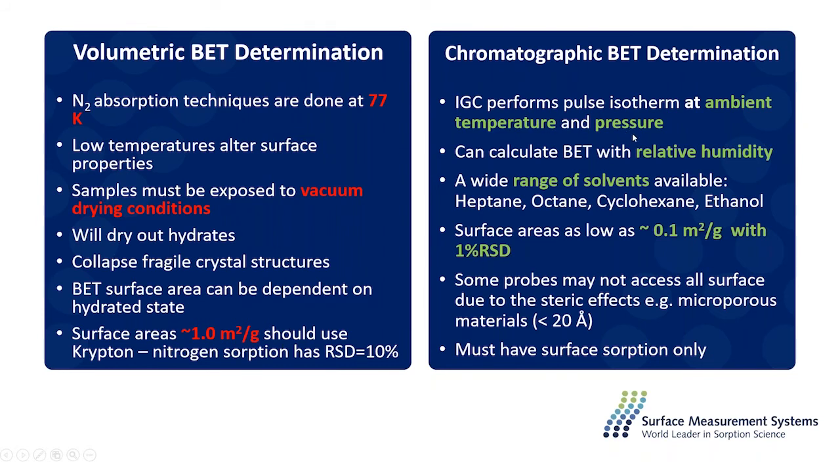So some of the advantages of using something like DVS or IGC is that you're determining the BET at ambient temperature and at ambient pressures. So you're analyzing your sample under the conditions at which they're going to be used in real life. We can analyze this with a range of different probes. We can find out its BET surface area as a result of heptane, octane, or something a little bit different like cyclohexane or ethanol if some of these other probes were causing phase transitions or dissolving your sample. We can find out BET as a result of different relative humidities that we introduce, and this method has a very low relative standard deviation of about 1%, with surface areas as low as 0.1 square meter per gram.